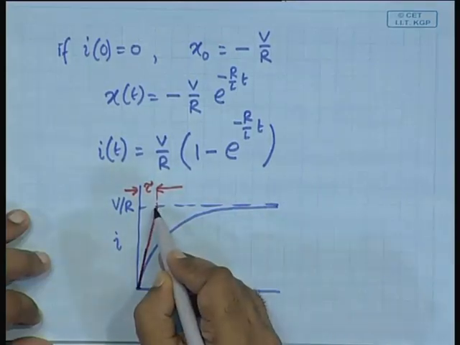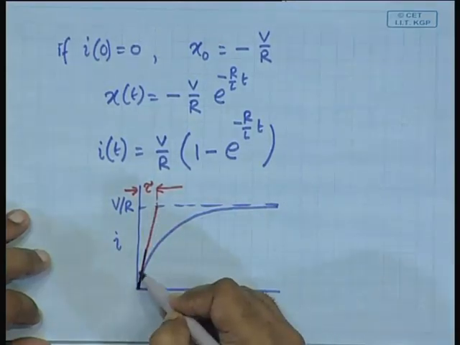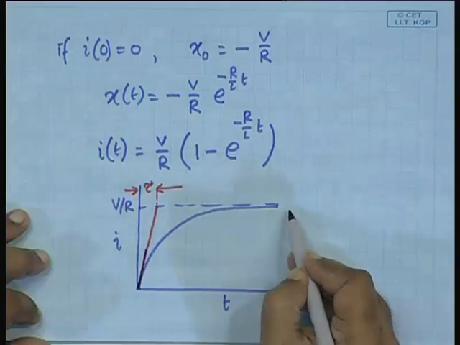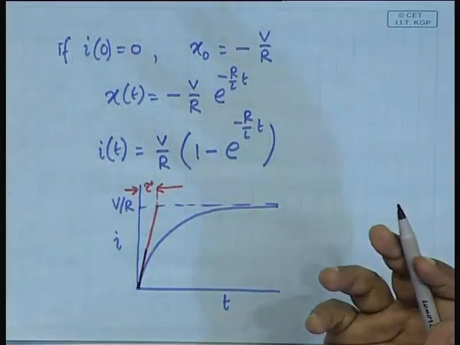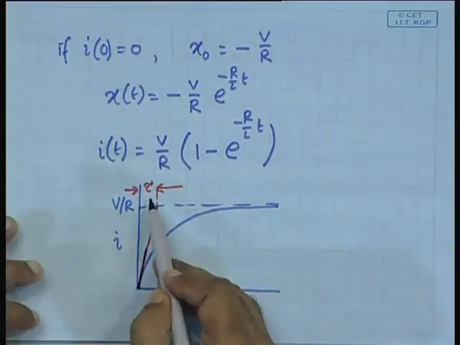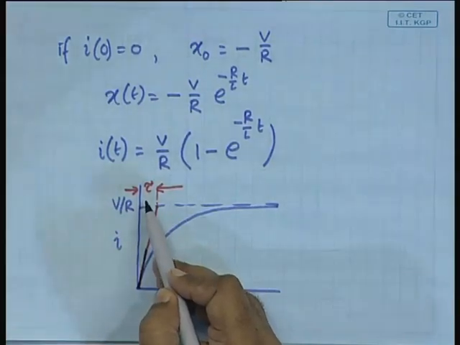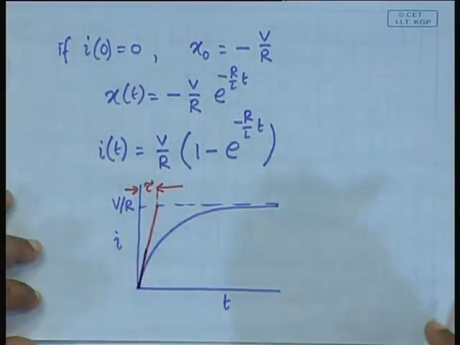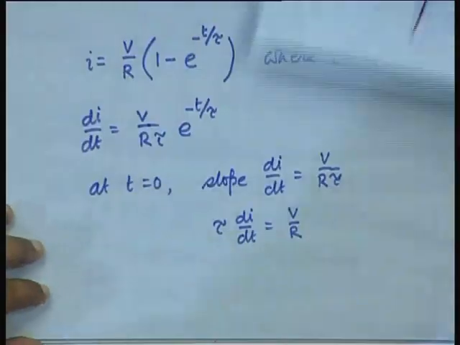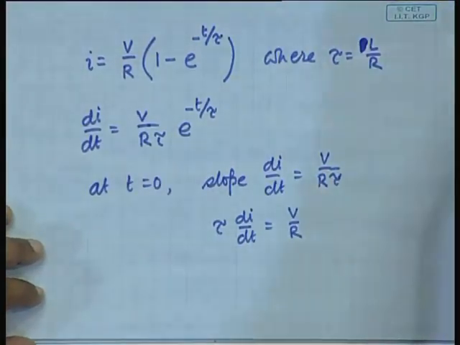But what does it say? If the tau is small, then obviously it rises fast, if the tau is large, it rises slow. So, how fast or how slow this rise is given by the time constant tau. Smaller the time constant, the faster the rise, the larger the time constant, the slower the rise. Good. So, that is the idea of the time constant.